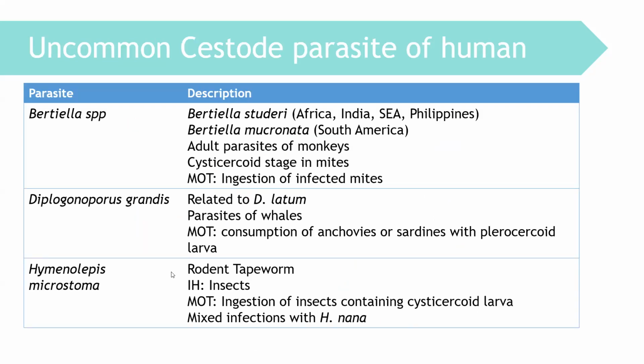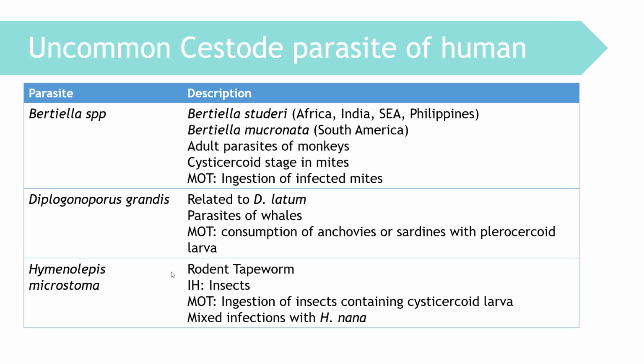There are uncommon cestode parasites of humans, such as number one, Bertiella species. Bertiella studeri is found in Africa, India, and Southeast Asia, including the Philippines. We also have Bertiella mucronata, found in South America. This is a parasite of monkeys, and the cysticercoid stage in mites is considered as the infective stage, and the mode of transmission is ingestion of infected mites.